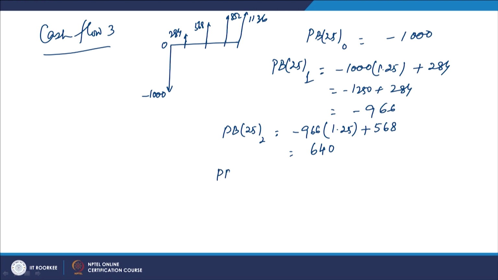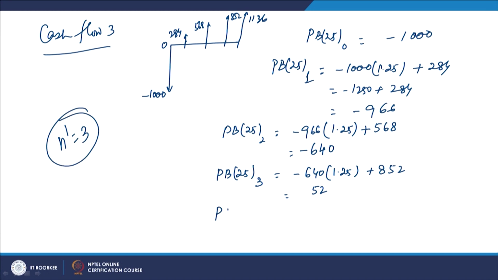Then you come to PB 25 at time 3. So, again it will be negative: minus 640 into 1.25 plus now you have 852. With 640 multiplied by 1.25, that will give you 800 plus 852. So, it will be giving you 52. So, it has basically gone to a positive sign, and that is why n prime has come out to be 3.